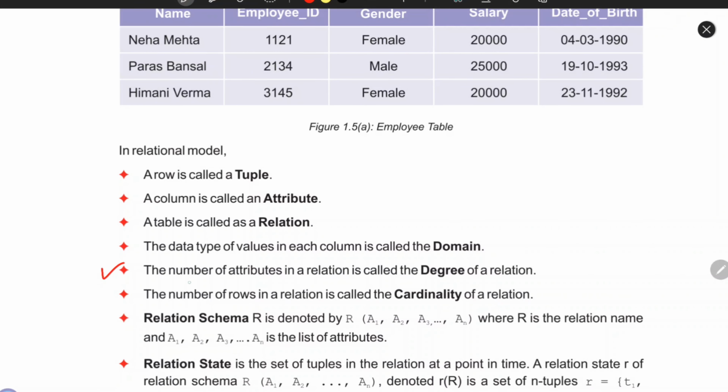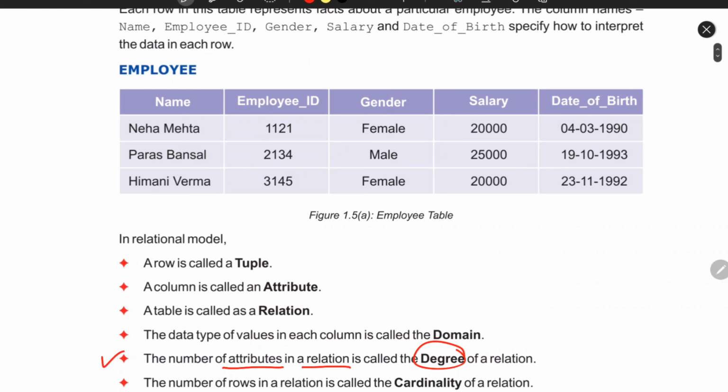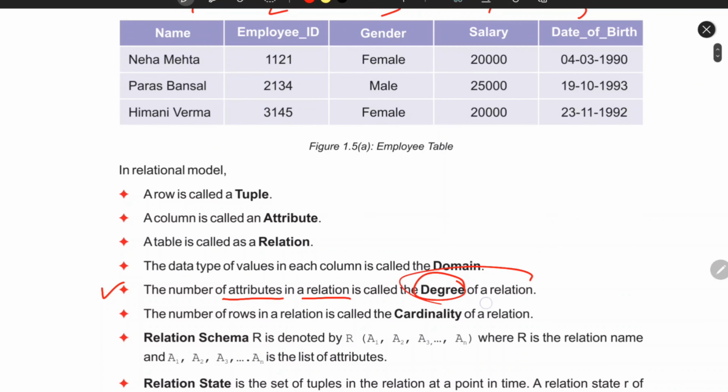Then next we have that the number of attributes in a relation is called degree. So what is the degree of this table? 5, because we have 5 columns, 1 2 3 4 5, so the degree of this relation is 5.